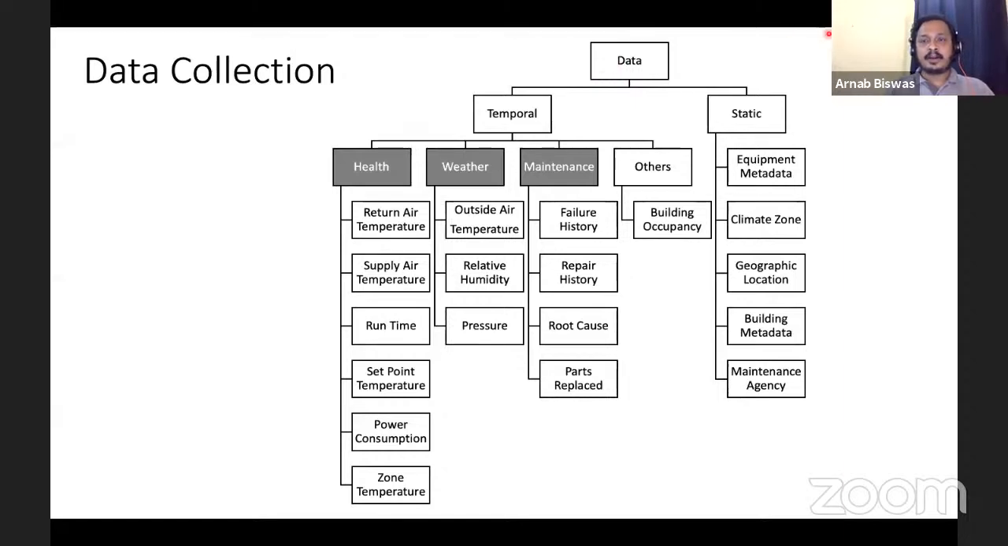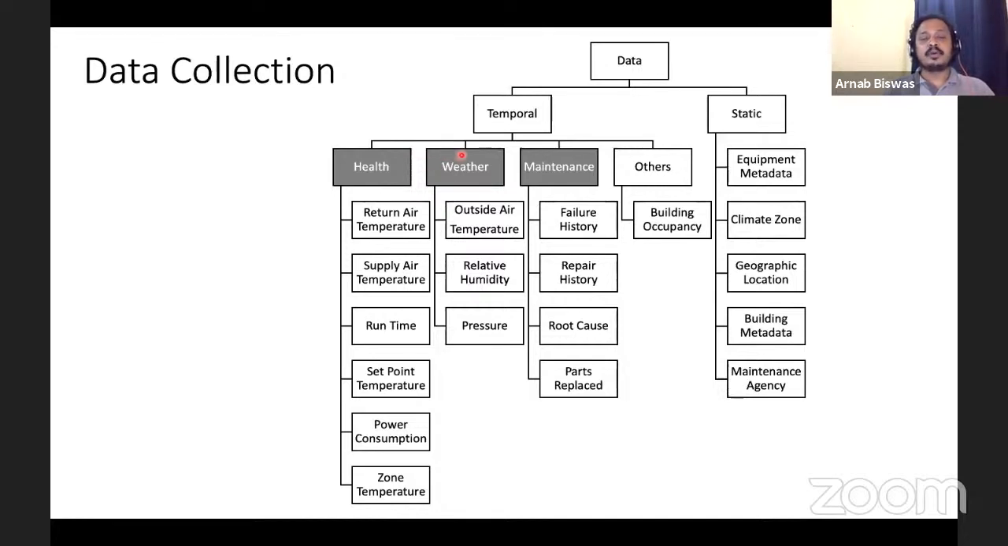One is the time series data, or the data which has a time component, temporal data, and the other which doesn't have time as a component, which is the static data. Now, within temporal data, we again have a few broad categories. One is health: how healthy the equipment is, whether the equipment is able to maintain the temperature or humidity while consuming an optimal amount of energy or not.